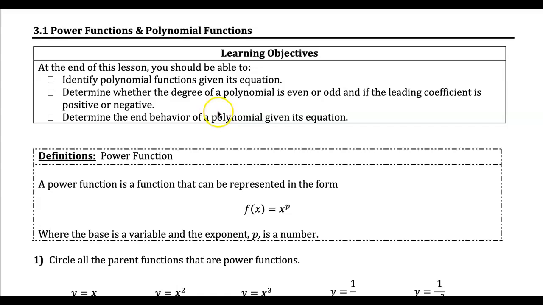Hello, in this video we will be discussing power functions and polynomial functions. In particular, we will be able to identify polynomial functions given an equation. We will determine whether the degree of a polynomial is even or odd, and if the leading coefficient is positive or negative, and we will use that information to determine the end behavior of a polynomial.